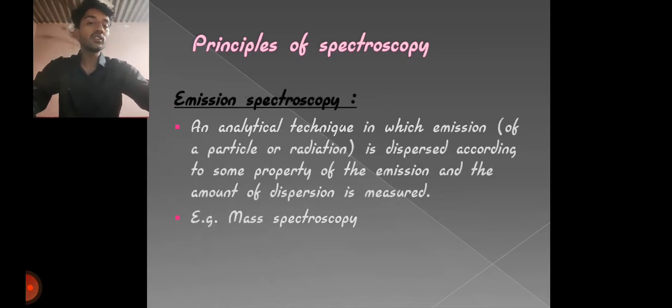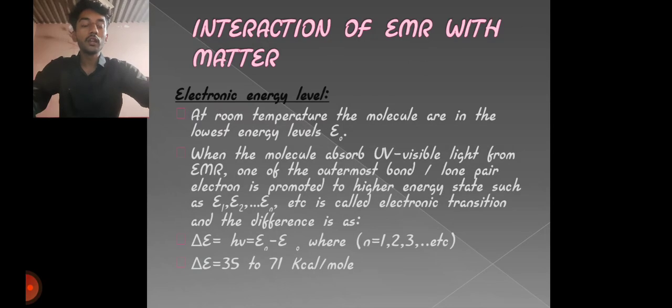So coming to emission spectroscopy, an analytical technique where the emission of a particle or radiation is dispersed according to some property of the emission, and the amount of dispersion is measured. Example, mass spectroscopy. Interaction of EMR with matter.